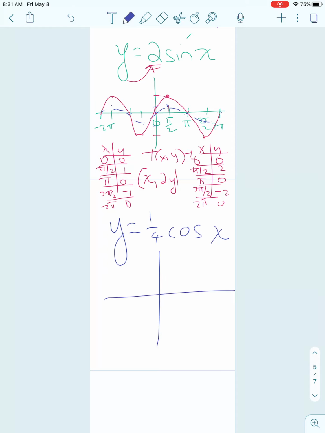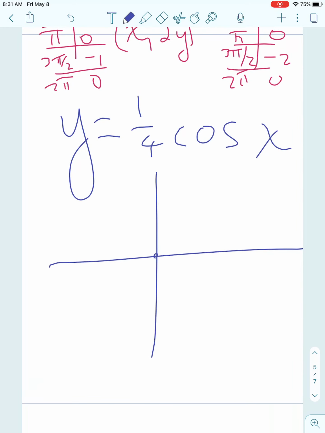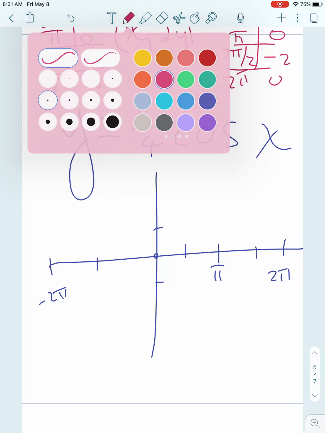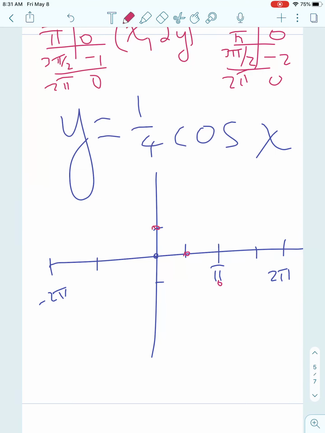And we're going to go ahead and graph the parent. We're going to go 0 to 2 pi. Here's pi, cut in half, and we know cosine starts high, middle, low, middle, high, middle, low, middle, high. Now I'm hoping that you're already, just by graphing this along with me, getting a little bit of a rhythm of this.